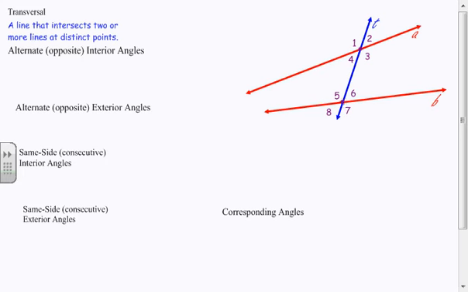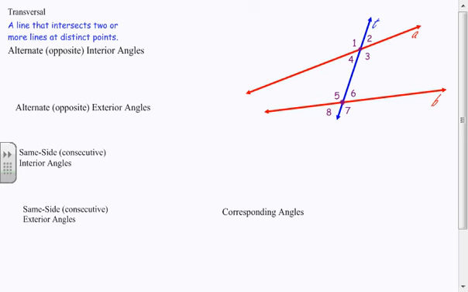Those are distinct points. Now, three lines could all intersect in the same point, and then there wouldn't be a transversal. But in this picture, the blue line intersects both A and B at distinct points. That forms a bunch of angles. When you have a transversal and two lines, you always get these 8 angles formed, which I have named by numbering them. The relationships between these angles all have special names, which you need to know and know well.